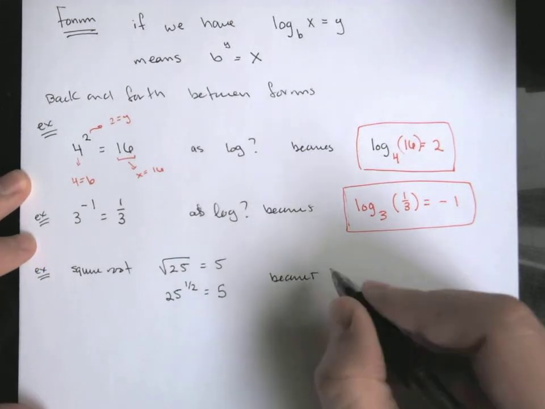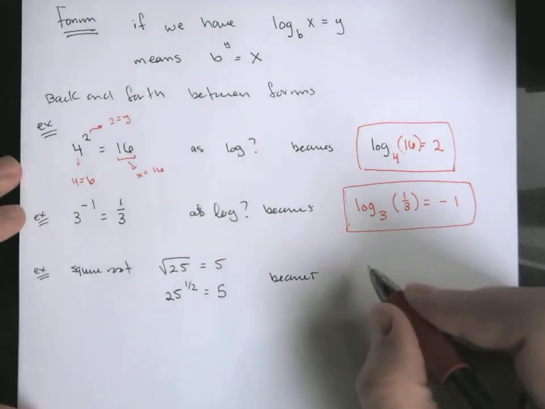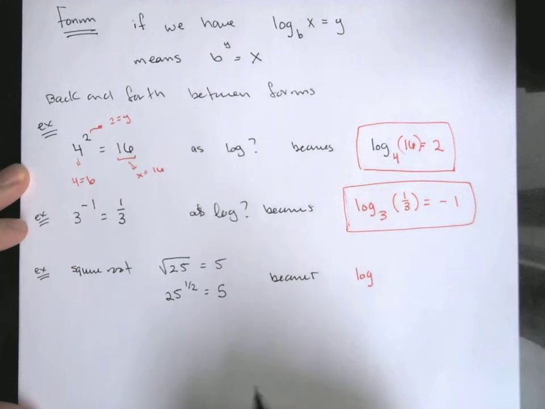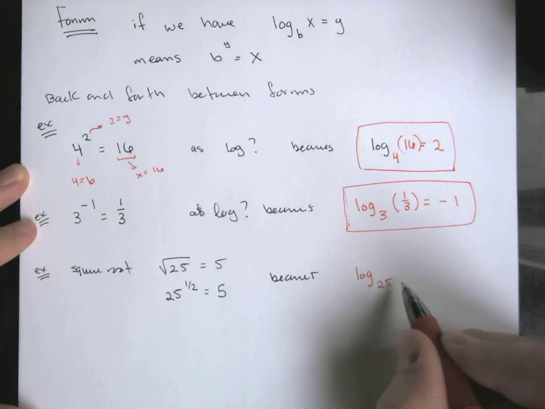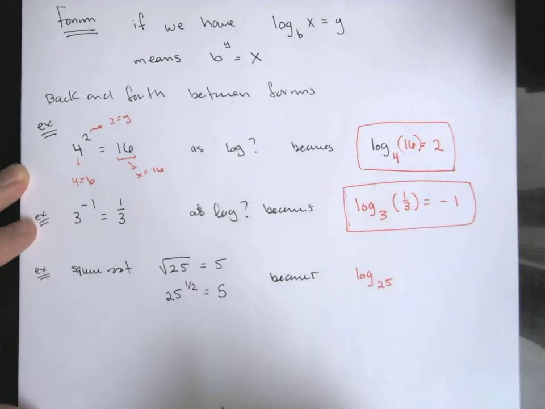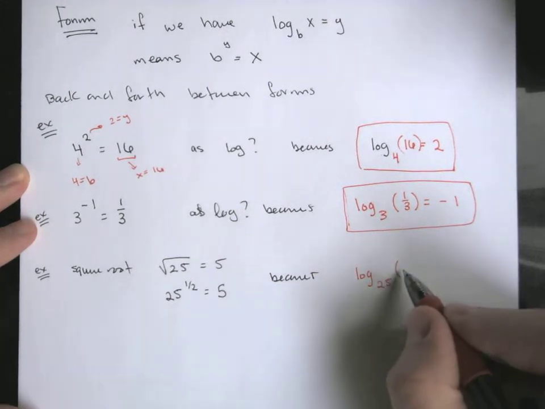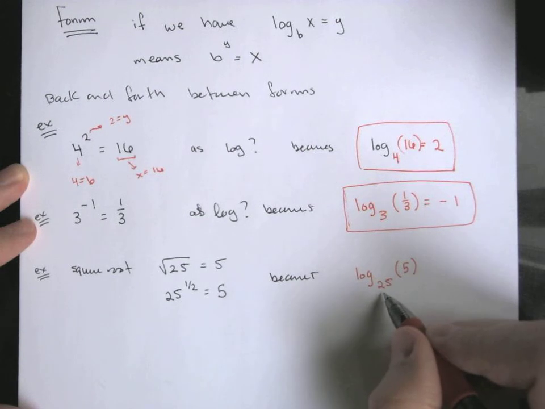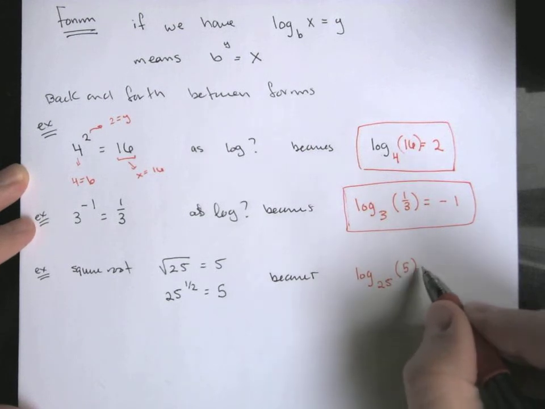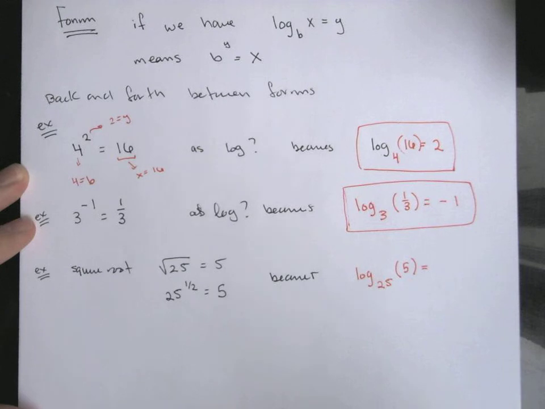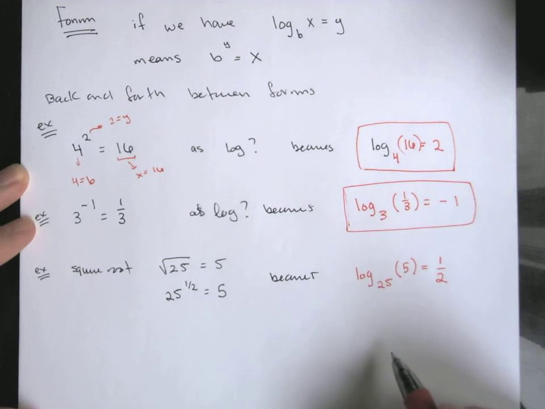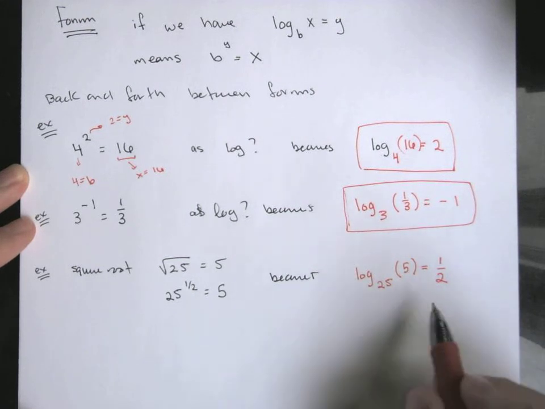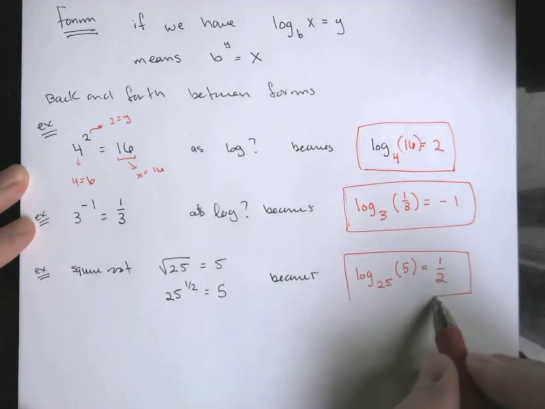Then as a logarithm, what this is going to look like is, my base value, the value that's receiving the power here, is 25. So this is the logarithm base 25. My goal, the number I'm going to end up at, is 5. So how do I get from 25 as a base back to 5? I need to do a square root to get from 25 to 5. And what is the power that does a square root? The exponent is 1/2. So the log base 25 of 5 equals 1/2.